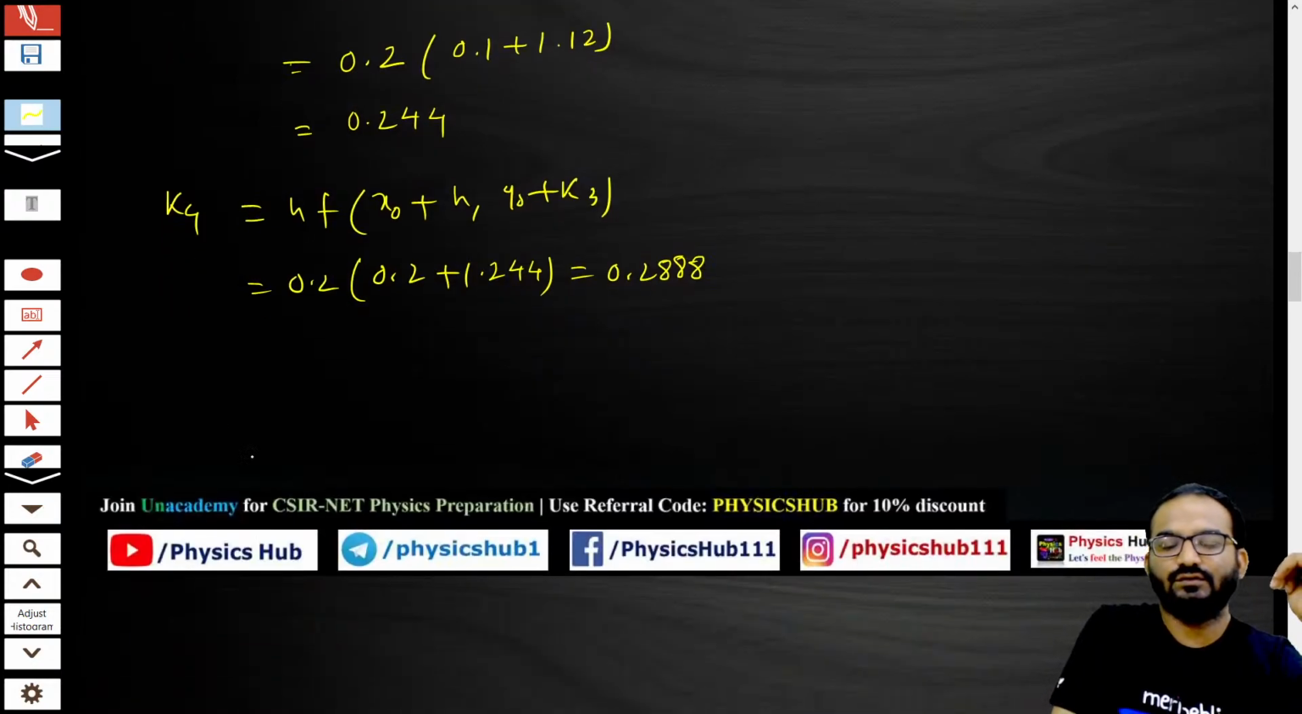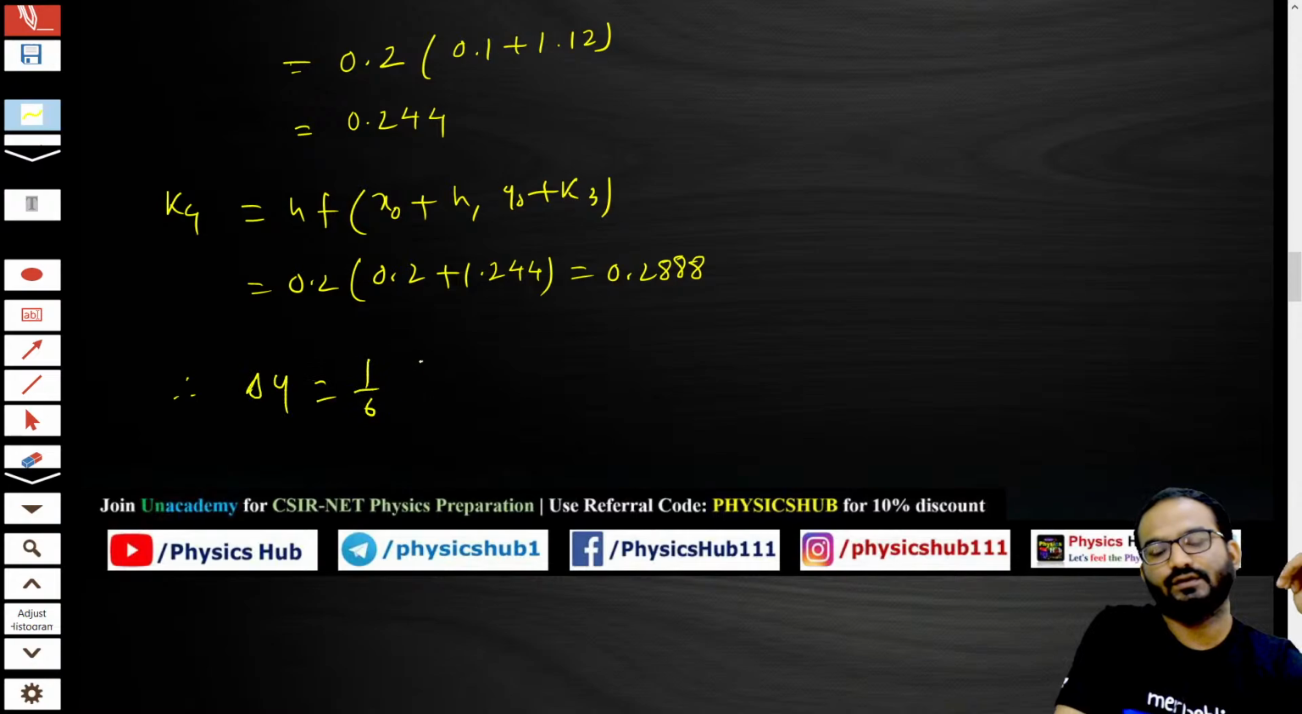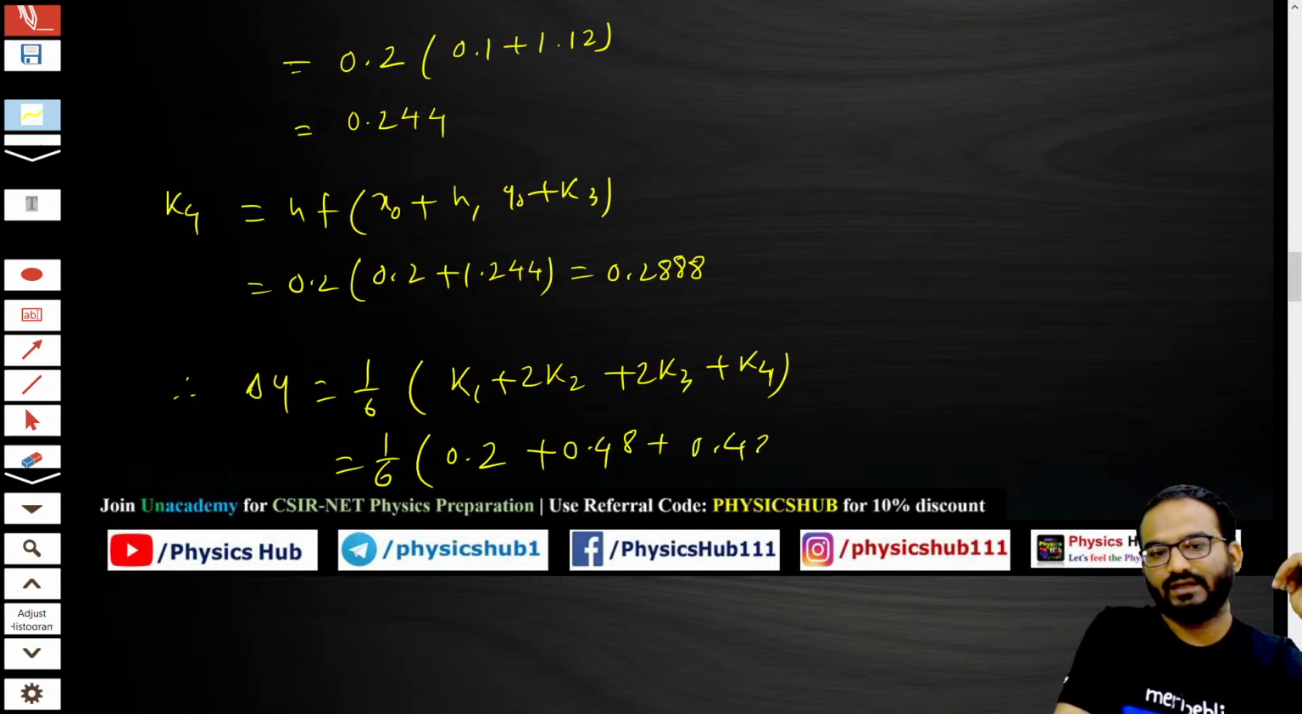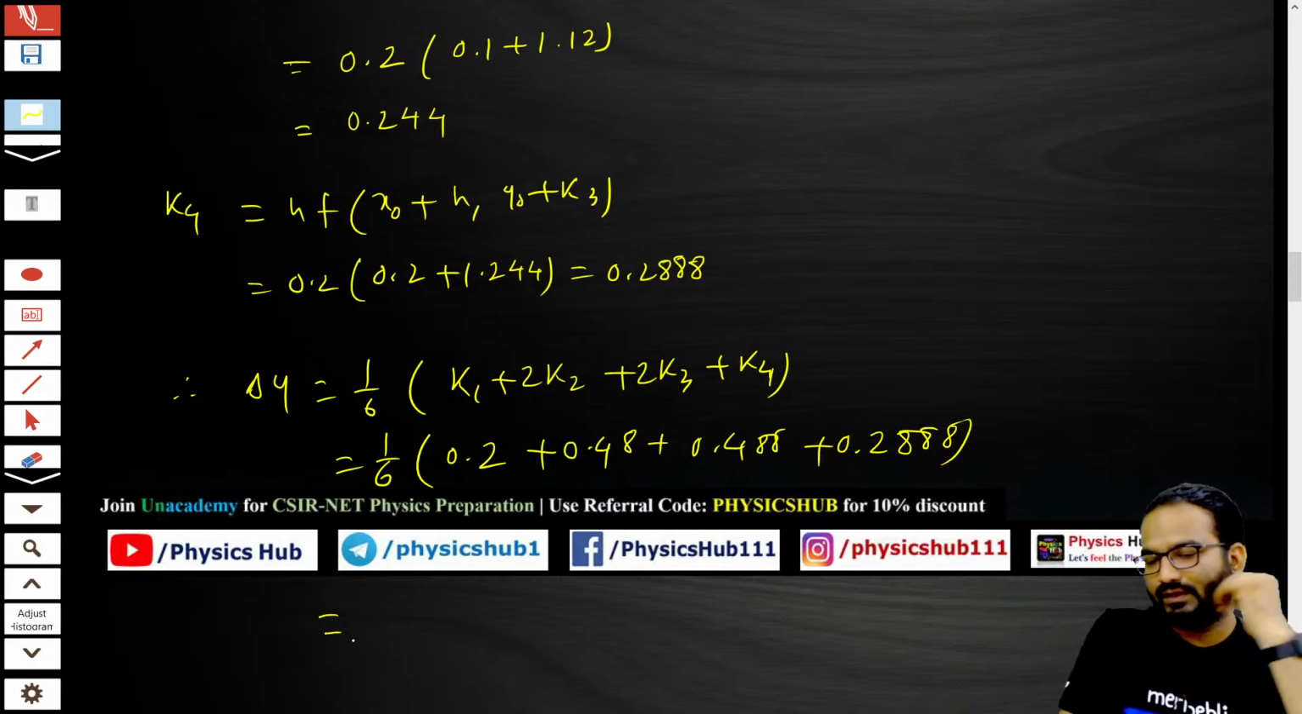So we get all the values. Therefore, we can find out delta y is 1 by 6 into K1 plus 2K2 plus 2K3 plus K4. Just put the values: 1 by 6, 0.2, 0.48, 0.488. So K4 is 0.2888. If you evaluate these, you can get a value 0.2428.